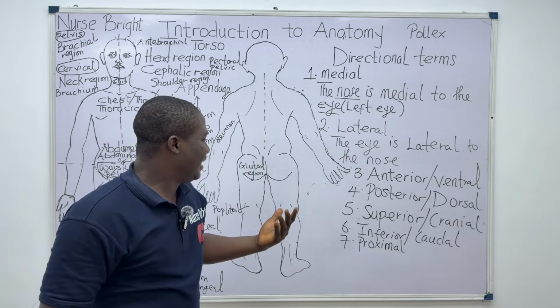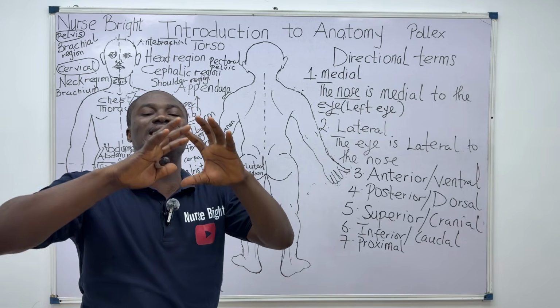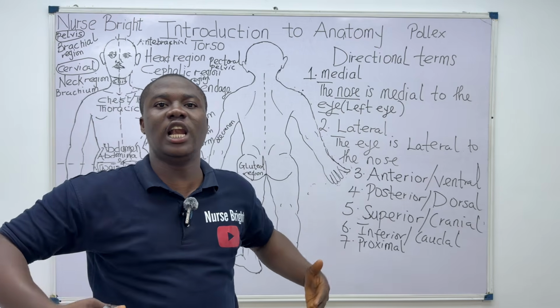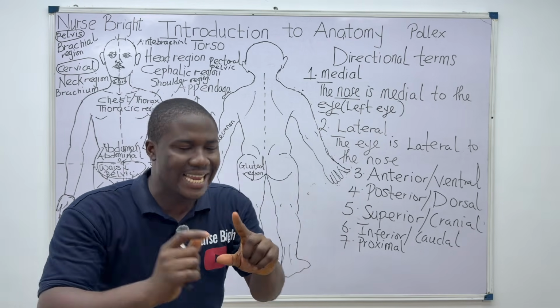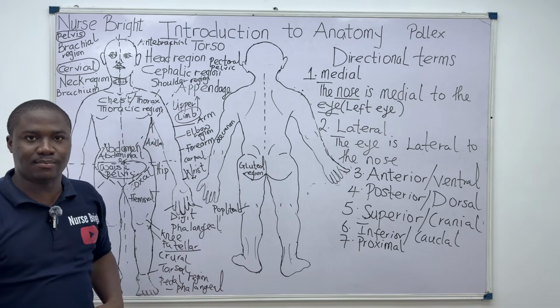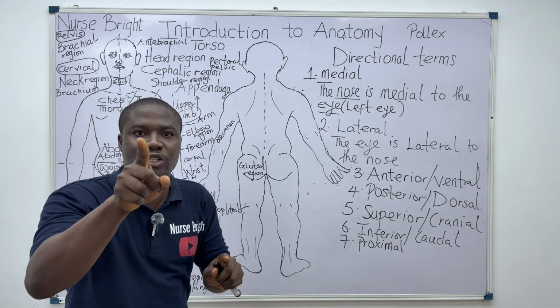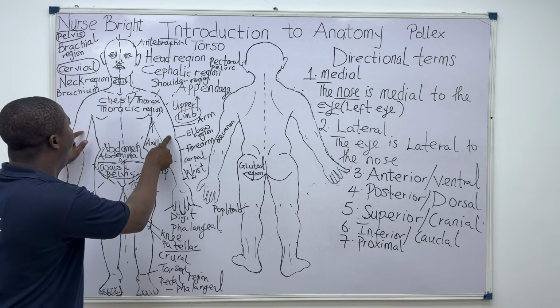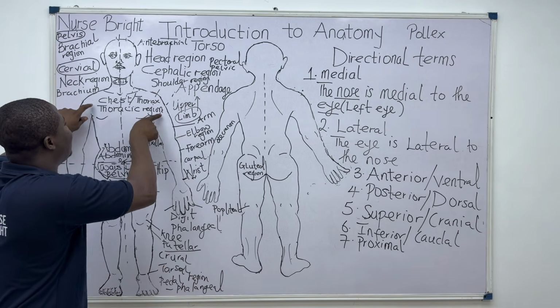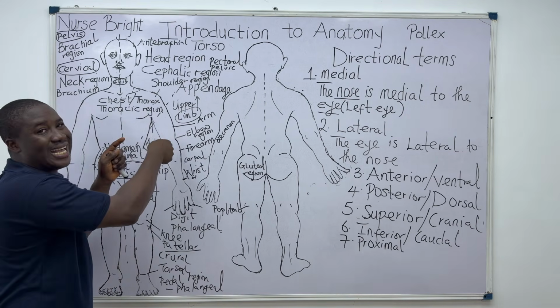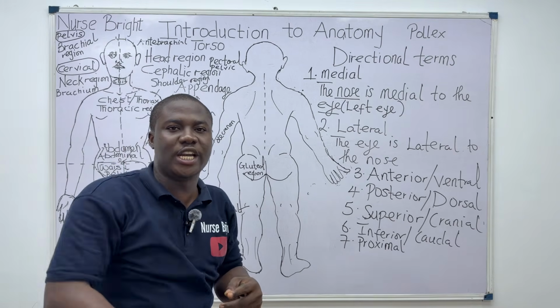In humans, the word proximal is used for the limbs mainly, which are the upper limbs and the lower limbs. Now pay attention. Just listen. Where is the point of attachment of the upper limb? This is the point of attachment. This is the point where it is attached to the body, which is the trunk region of the body.